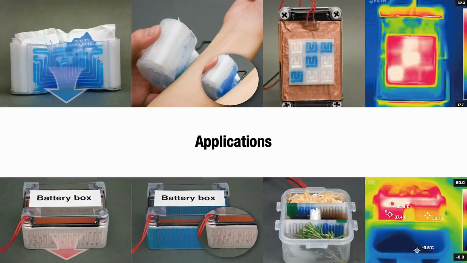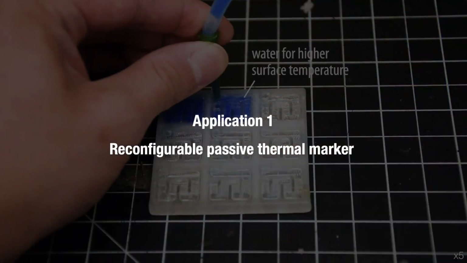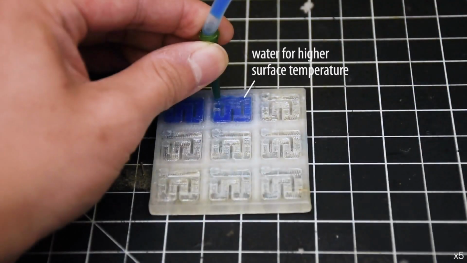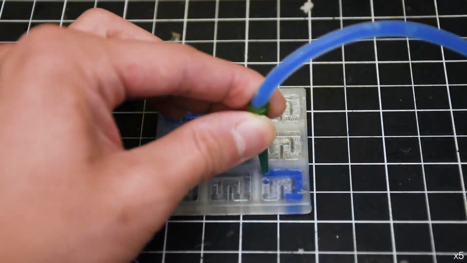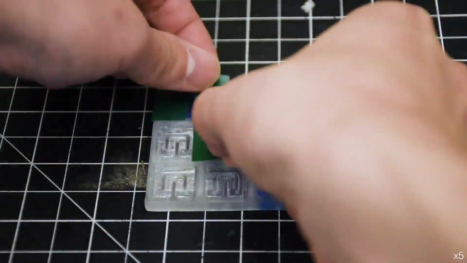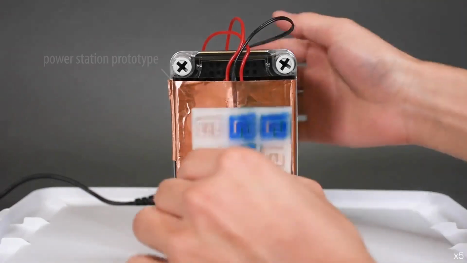Using Thermaterial, we explored 4 applications of objects with programmable heat transfer behaviors, including reconfigurable passive thermal markers that can display both visual and reconfigurable thermal data, potentially used in thermal inspection of industrial instruments.